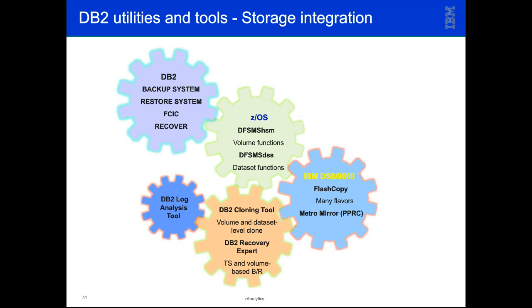As we know, our DB2 backup system, restore system, flash copy, image copy, and recovery utilities, which are part of the utility suite, can interact with DFSMS. If we look at z/OS, whether we use HSM for volume-based functions or DFSMSdss for dataset-type functions, that integrates with the storage subsystem into the IBM disk storage, whether we use flash copy, mirroring, XRC, or PPRC. That's all available to you today.